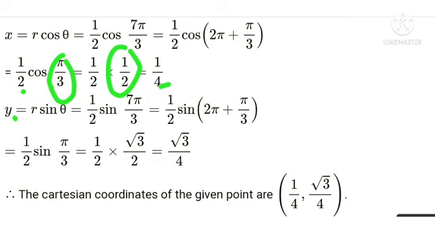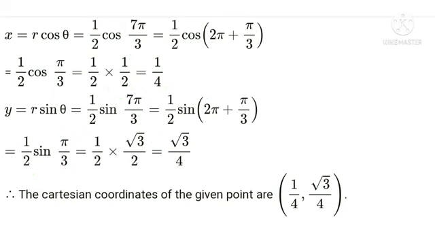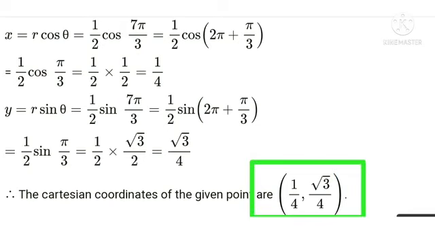Similarly y is equal to r sin theta. 1 upon 2 into sin 7 pi by 3. We write 7 pi by 3 as 2 pi plus pi by 3. So 1 upon 2 as it is, sin (2 pi plus theta) is sin theta. And sin pi by 3 is root 3 upon 2. So we get y is equal to root 3 by 4. So our final answer is the required Cartesian coordinates are 1 upon 4 and root 3 upon 4.